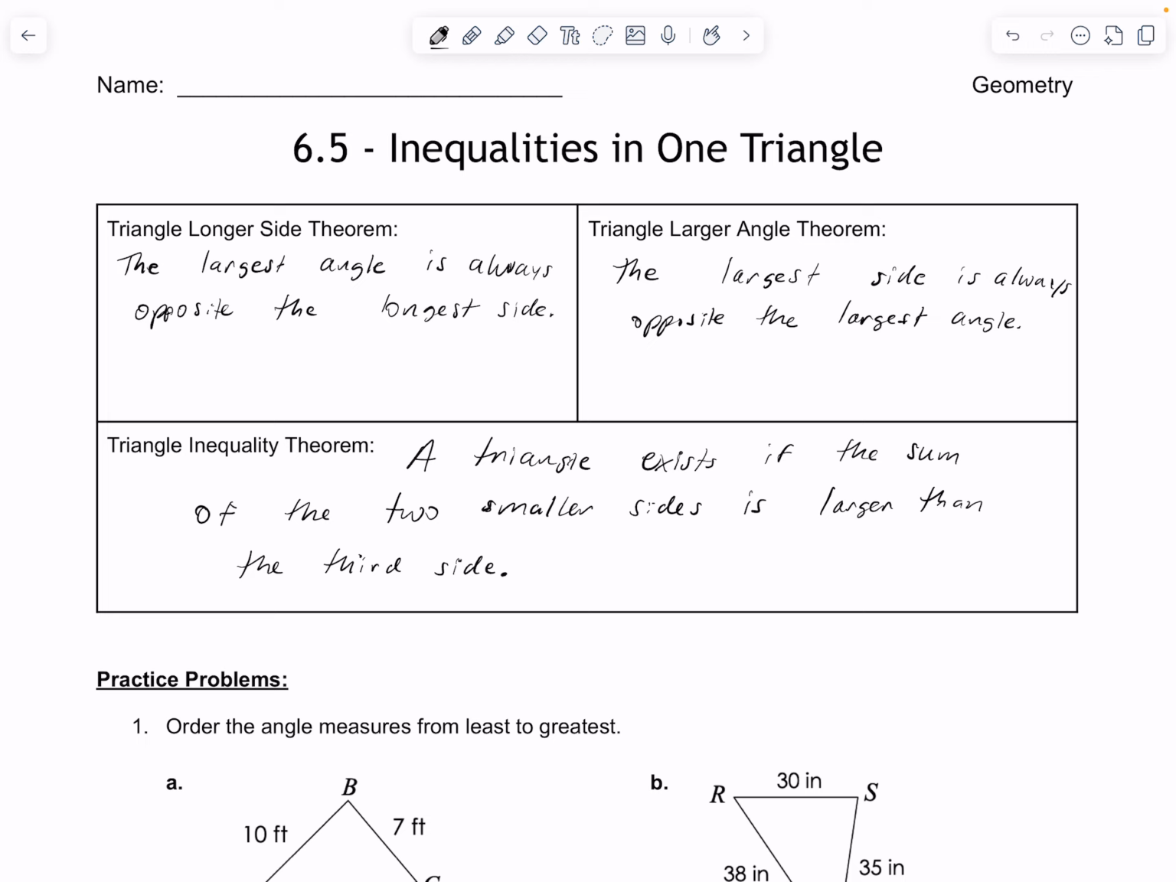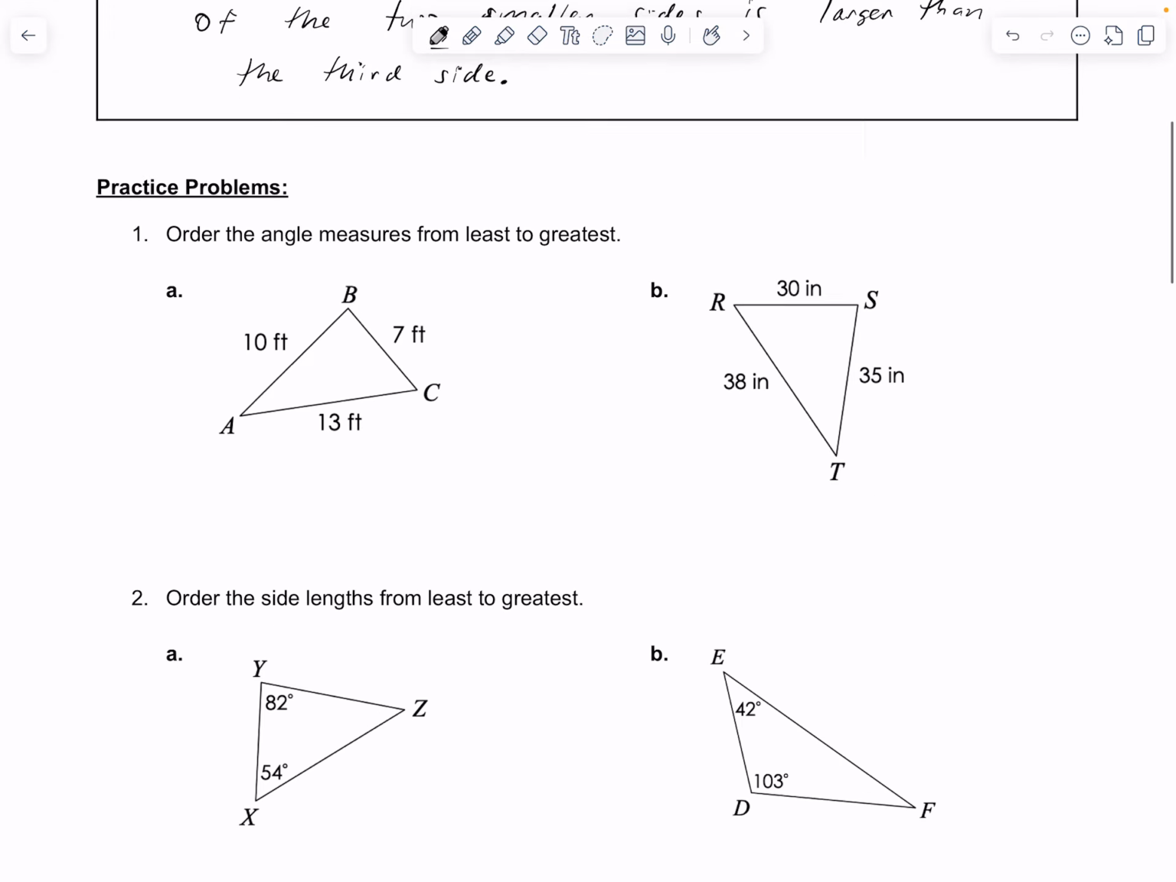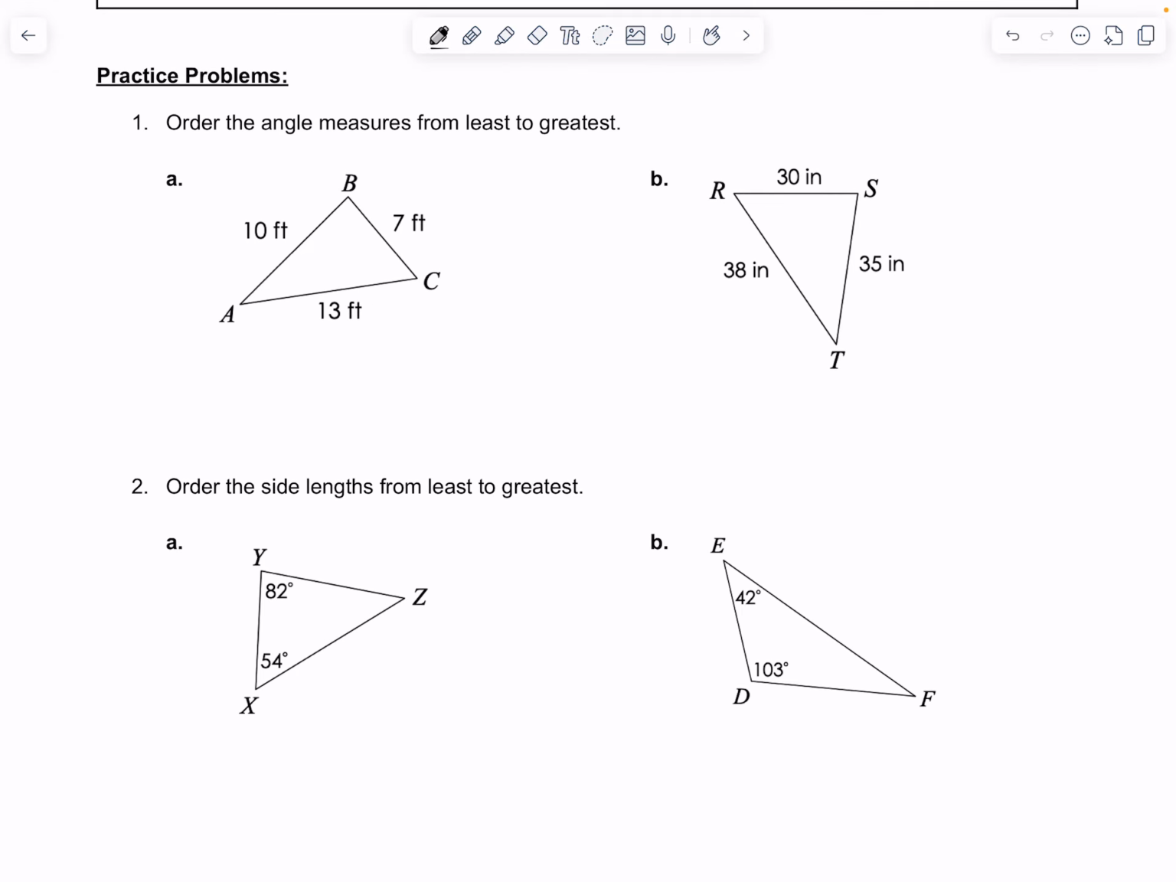Okay, so let's use all these theorems and put them into practice with these practice problems. Okay, so the first one, number 1, order the angle measures from least to greatest. Okay, so we're looking at this first triangle, which is triangle ABC, and we want to look at the side lengths to help us determine what's going to be the largest angle and then the smallest one. So when I look at this, the first thing I notice is 13 feet is going to be the longest side. So the angle across from that, angle B, is going to be the greatest angle. So when I finish this, my angle that's going to be the greatest is going to be angle B.